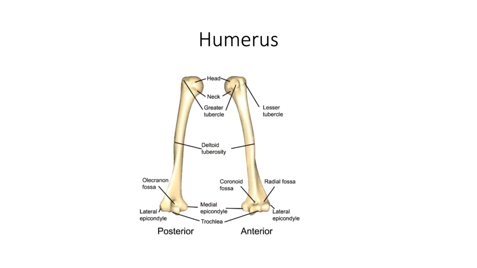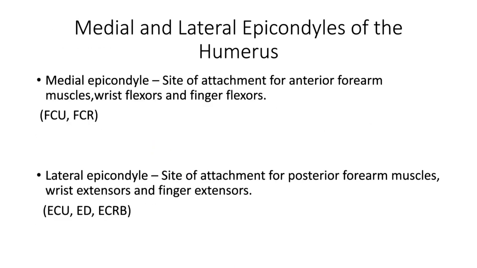Also, in the middle of the shaft is the deltoid tuberosity, and this is the site of attachment for the deltoid muscle. The lateral and medial epicondyles are points towards the distal end of the humerus. The medial epicondyle is a site of attachment for the anterior forearm muscles, the wrist flexors, and the finger flexors, such as the flexor carpi ulnaris and the flexor carpi radialis.